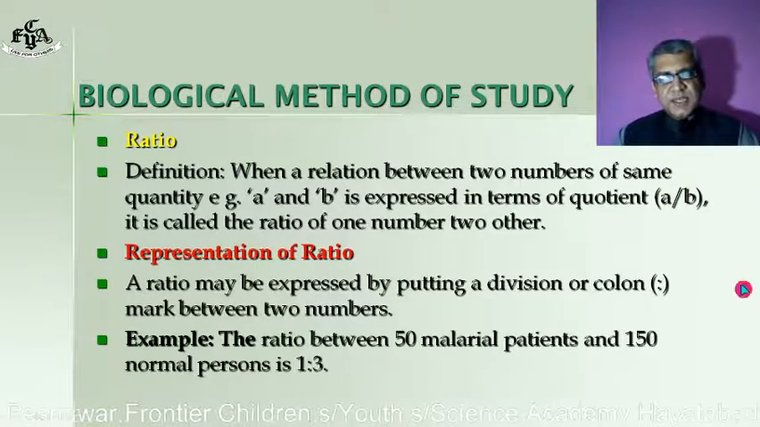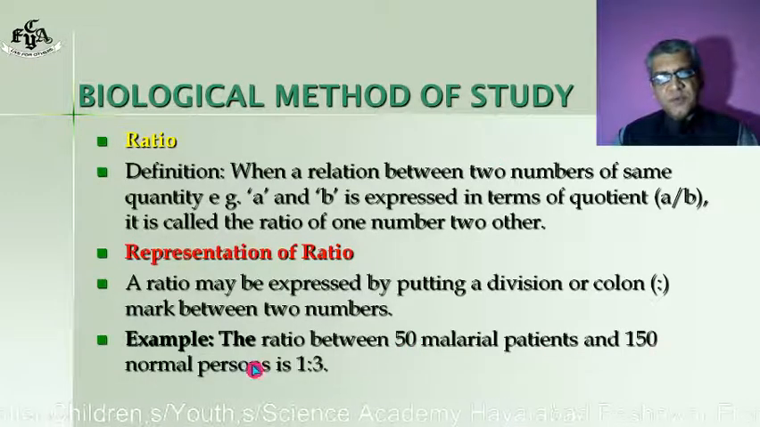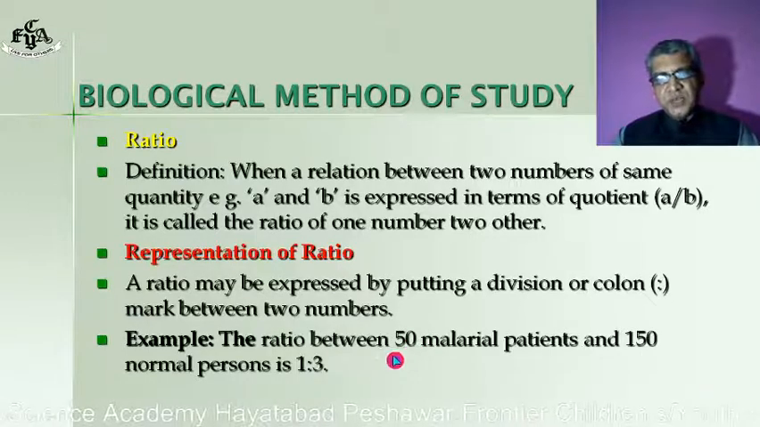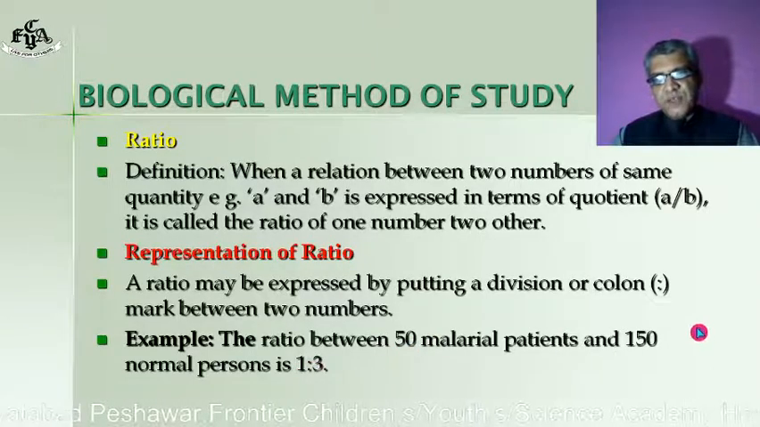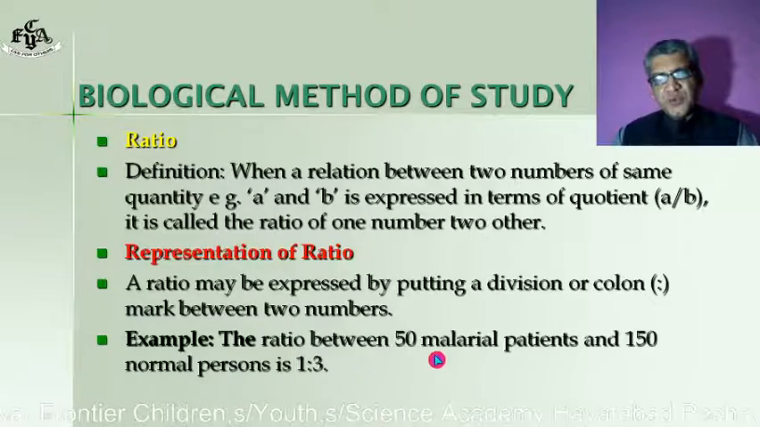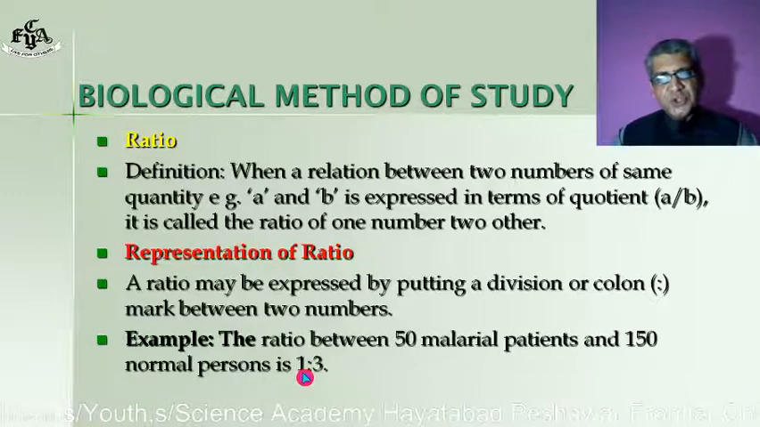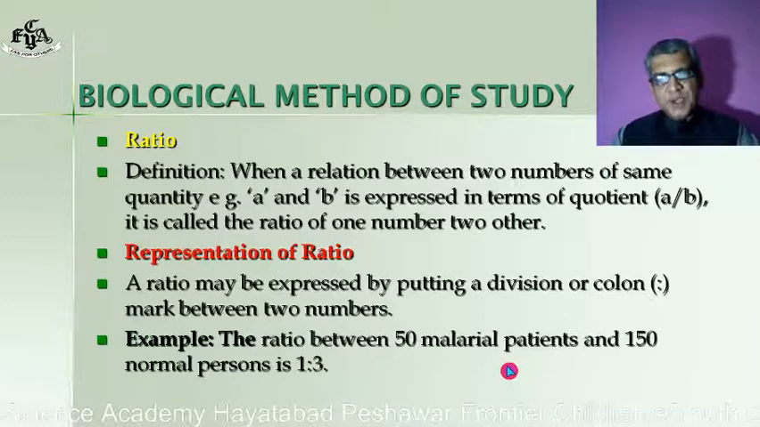For example, the ratio between 50 malarial patients and 150 normal persons is 50 ratio 150. The least number is 50. If we divide 50 by 50, we get 1, and 150 by 50, we get 3. So the ratio between the malarial patients and normal healthy persons is 1:3. This is the relation between two numbers of the same quantity.